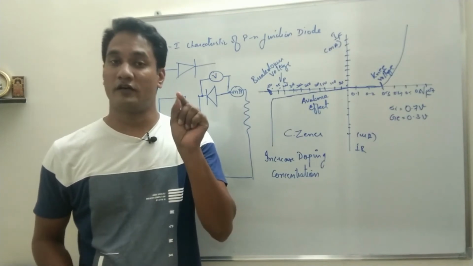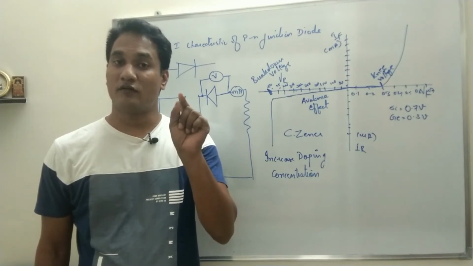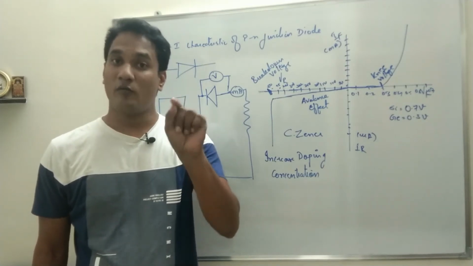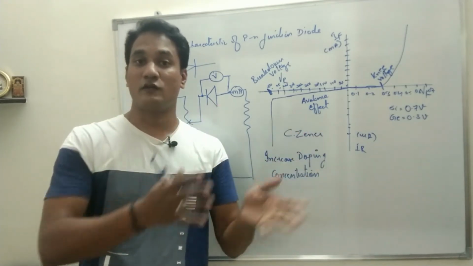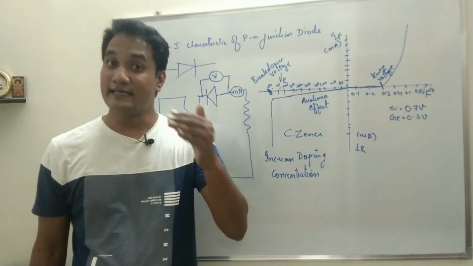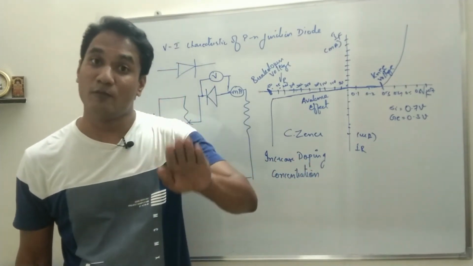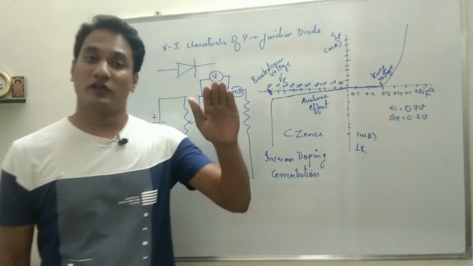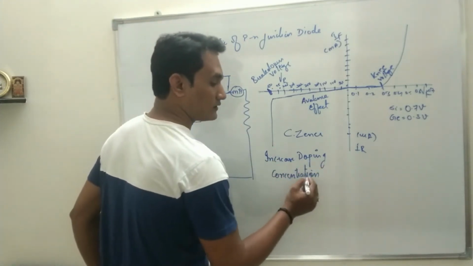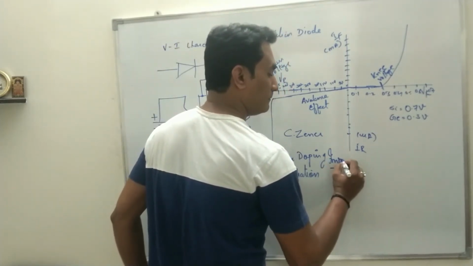When you dope one single atom of trivalent impurity, you get one hole. When you dope one single atom of pentavalent impurity, you get one free electron. When you dope a small amount of such impurity, you get millions of holes or millions of electrons depending upon the impurity. Now what he suggested is, increase the doping concentration. That means add more amount of impurity.